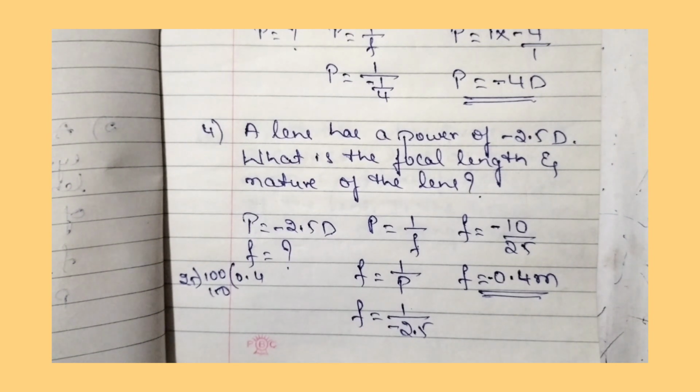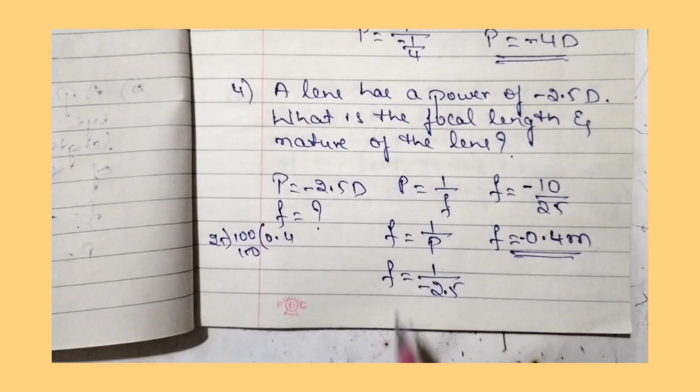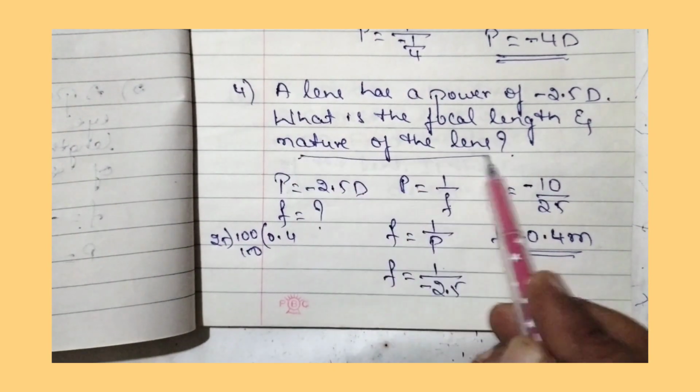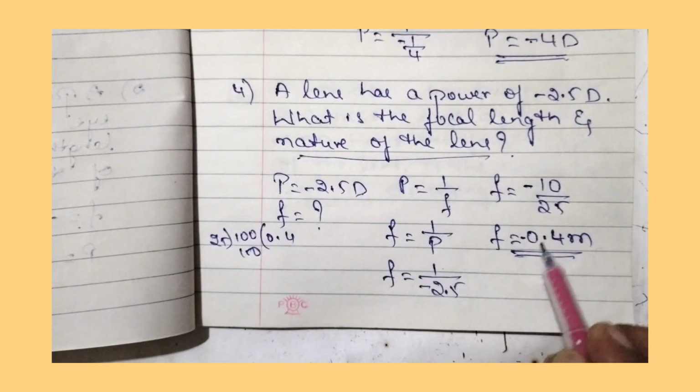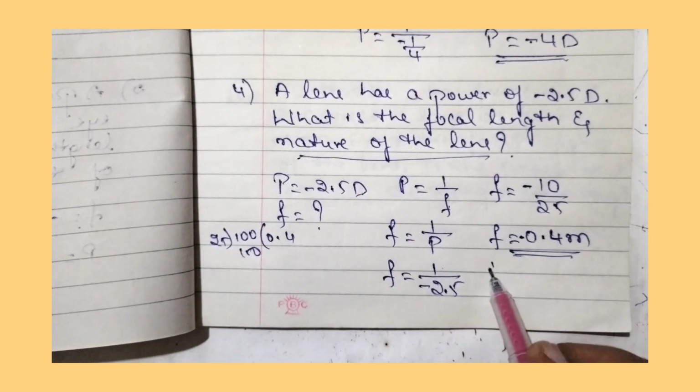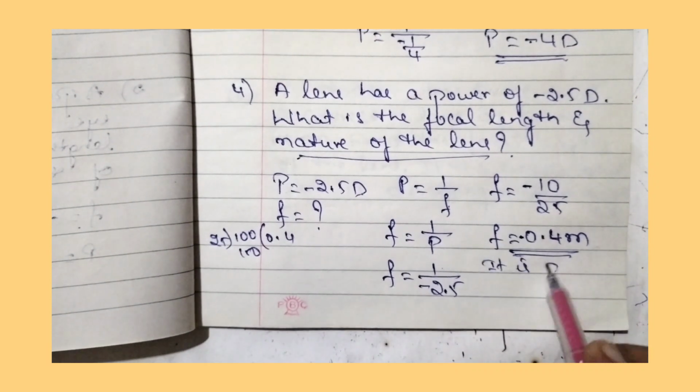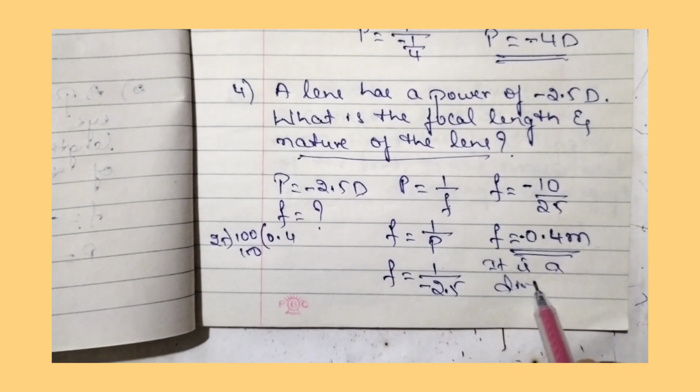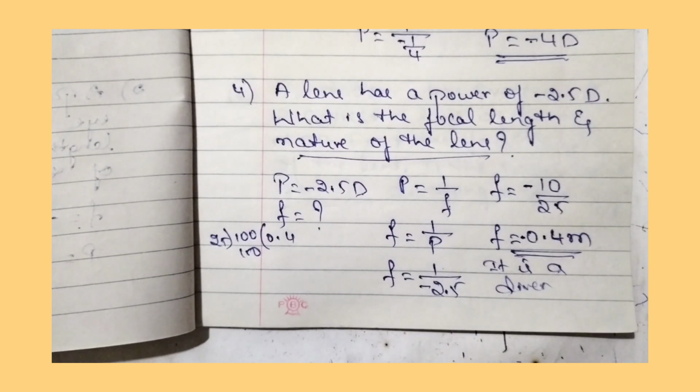So like this, we have to find out the focal length. Now let us move to the next question. In this one more question, they asked what is the nature of the lens. Since minus is there, it is a diverging lens.